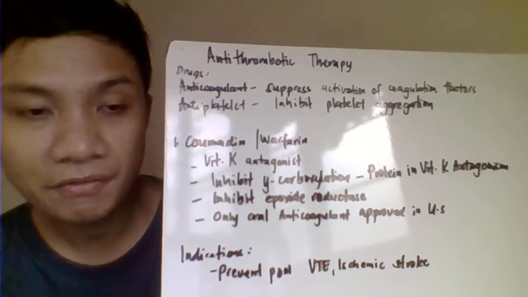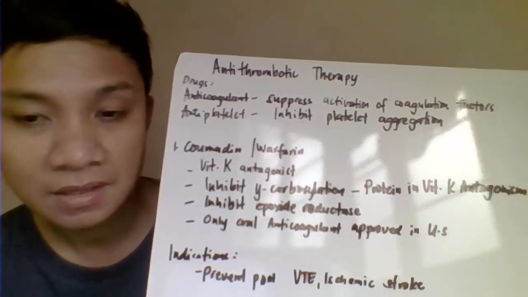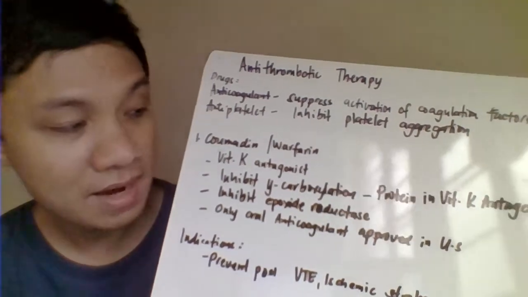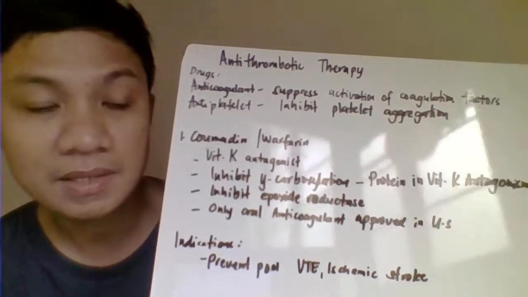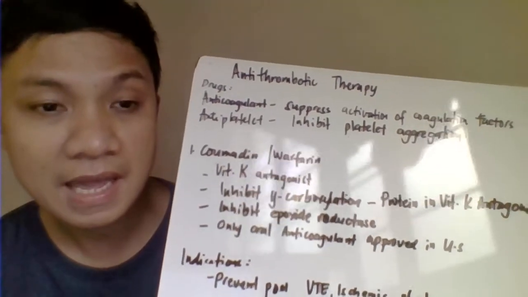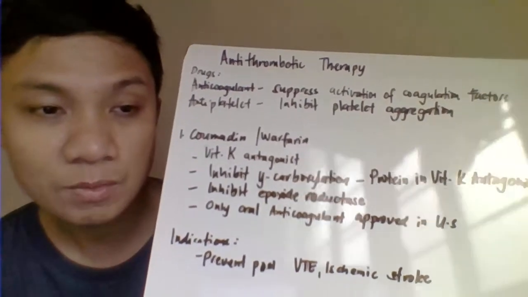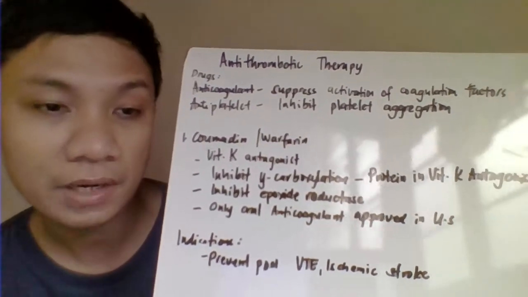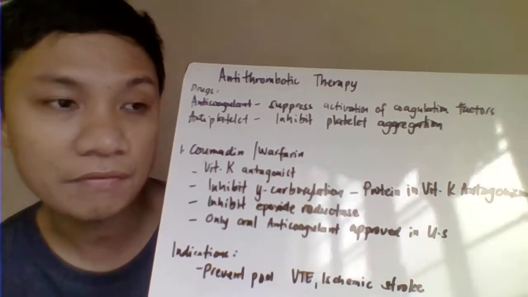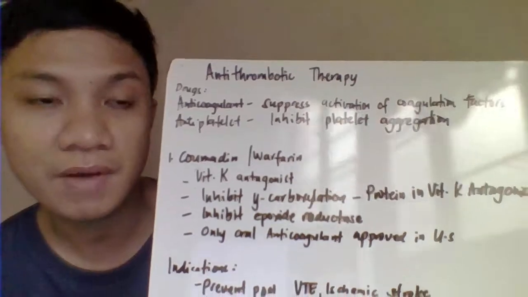Okay, so the first one, we have your Coumadin. Another name for that is your warfarin. That drug is basically your oral vitamin K antagonist, so this one is administered orally. It tries to inhibit the activation of your vitamin K dependent coagulation factors.